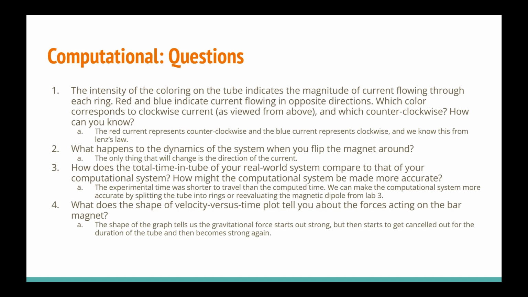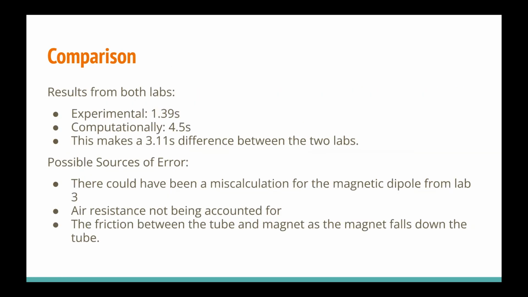How does the total time in the tube of your real-world scenario compare to your computational one? How might the computational system be more accurate? The experimental time was shorter than the computed time. We made the computational system more accurate by splitting the tube into rings and reevaluating the magnetic dipole from lab 3. The shape of the velocity versus time graph tells you what force is acting on the bar. It tells us the gravitational force starts out strong, gets canceled out for the duration of the tube, and then becomes strong again.